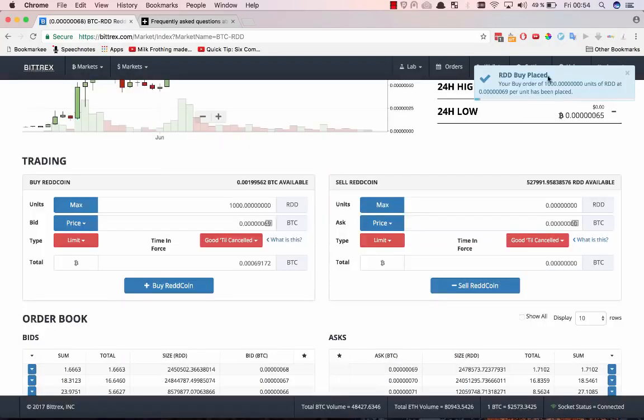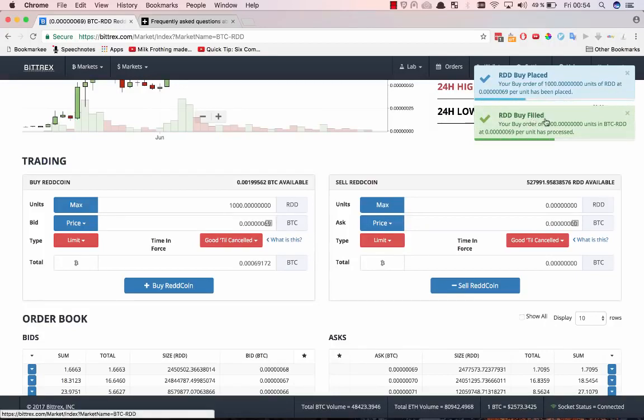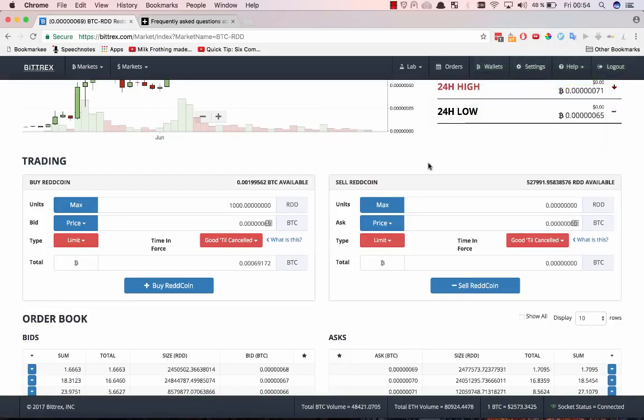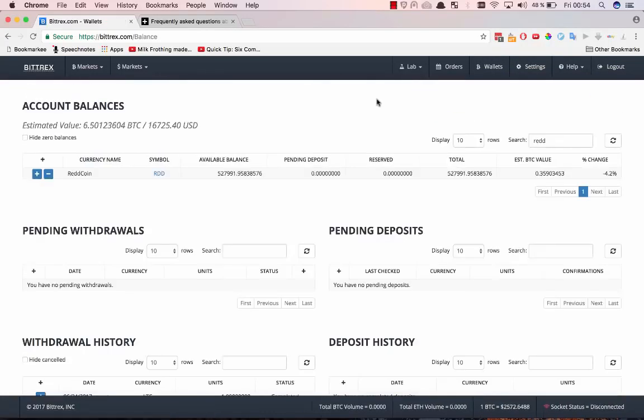The order is placed at the top right here, and then when the order's filled, you can see buy filled. There we go. We have made our first buy. Now we're going to look at how to sell a coin.